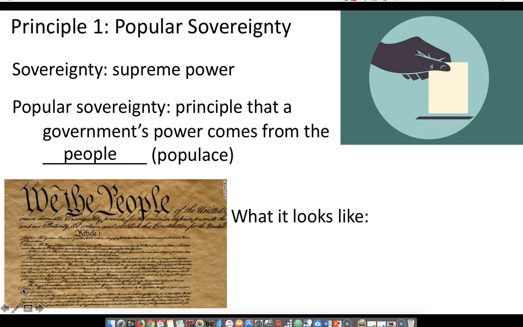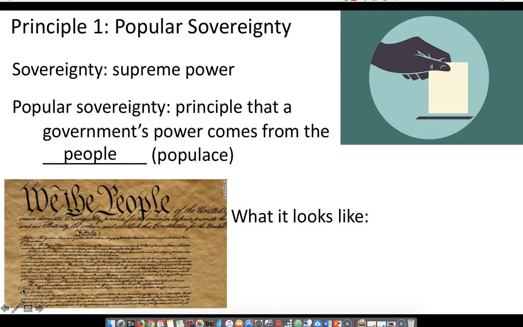So if you said that popular sovereignty was a principle in which a government's power comes from the people or populace, you would be correct. Take a look at the words there, popular, populace. There's a connection between those two. You can see from the beginning of the word there. That's something that we want to make sure that we start to notice a bit more. Like autocracy and autocrat, there's a connection between those 2 words as well. That's just general conversation about reading comprehension and working with those elements there.